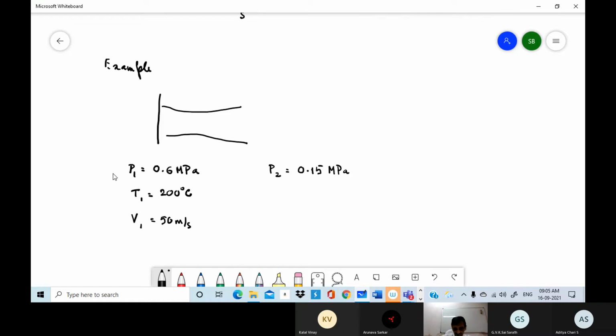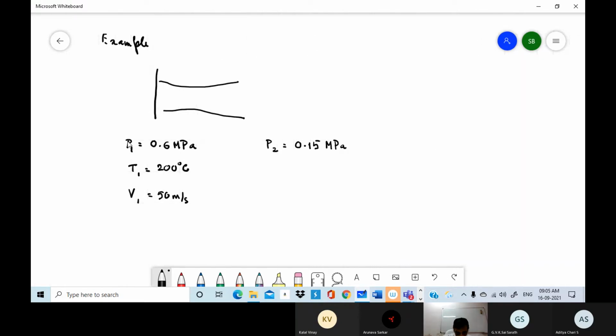So 1 atmosphere is approximately 0.1 megapascal, which means at the inlet you have a pressure of around 6 atmospheres, and at the exit the pressure reduces to around 1.5 atmospheres. At the inlet the temperature is 200 degrees centigrade and it's entering with 50 meters per second. So then if I expand it adiabatically, the question comes, what would be the state of the steam at the exit?